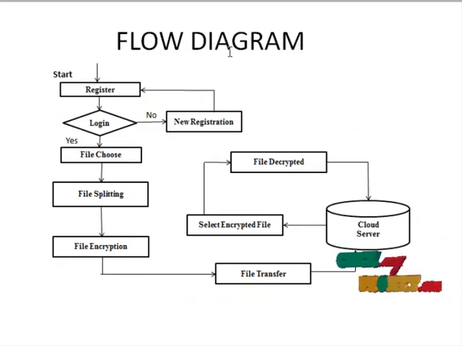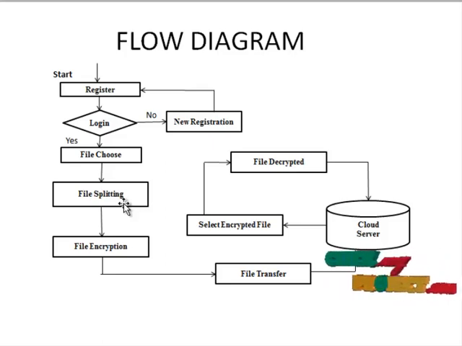This is our flow diagram. If you are a new user, you register your details: username, password, then email ID, and then user ID. After completing the register process, go to login with user ID and then password. Login process successful. Then go to file choose. File choose means choosing our dataset and then splitting our dataset. Then file encryption. File encryption means encrypting our dataset.